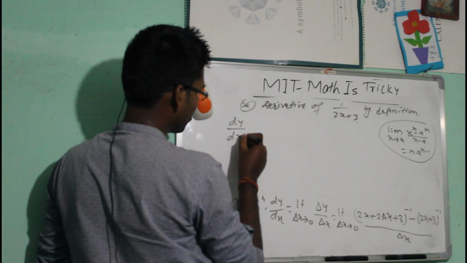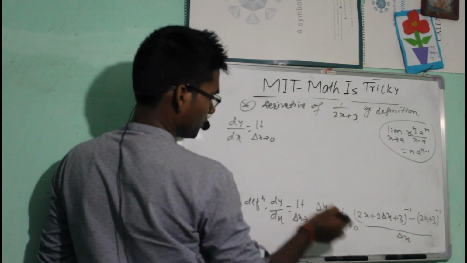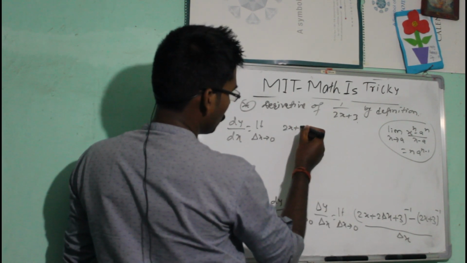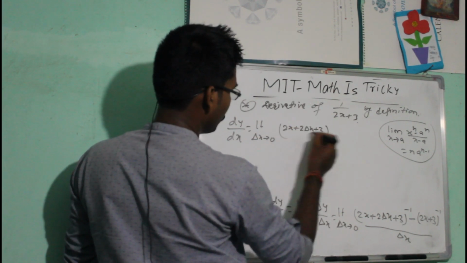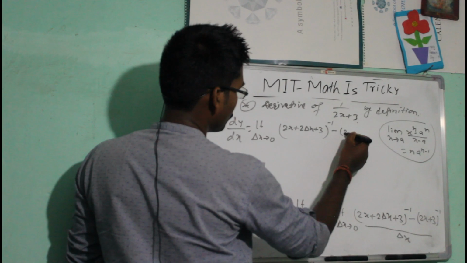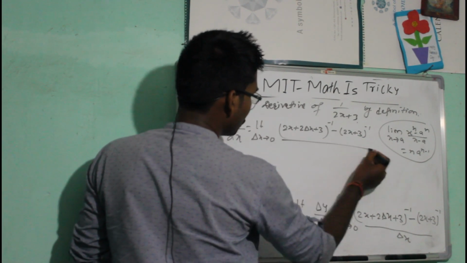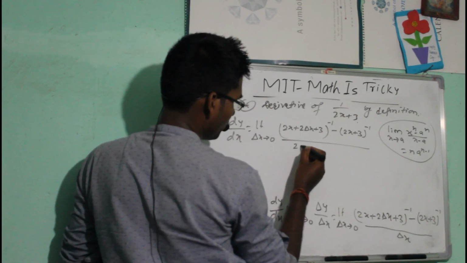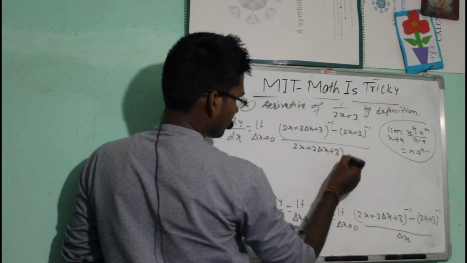dy by dx equals limit delta x tends to 0. So now look here: (2x + 3 + 2 delta x) to the power minus 1 minus (2x + 3) to the power minus 1. Just simply let's put this minus this in the denominator. So we are getting 2x plus 2 delta x plus 3.